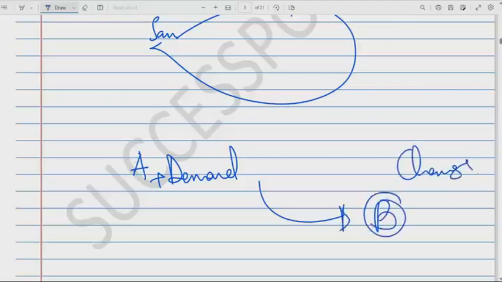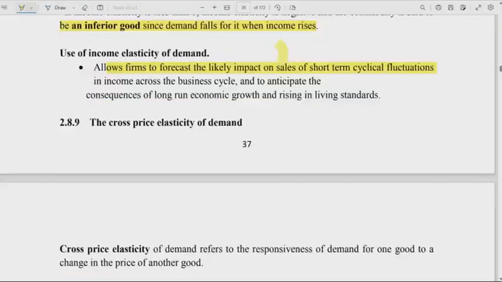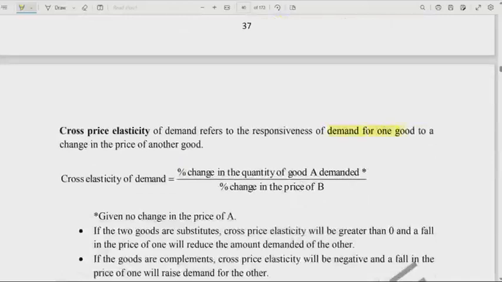Price elasticity. What we are looking at is the responsiveness of demand to the changes in the price of A. So this is basically a different one. So the cross price elasticity of demand refers to the responsiveness of demand for one good to the changes in price of another good.